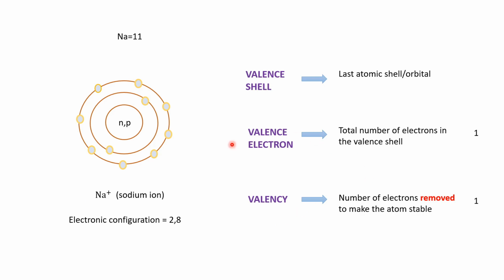Here in the case of sodium, the valence electron and valency have come to be same, but it is not same all the time. Now let's see the other example so that the concept becomes more clear to you. So here we have chlorine. The atomic number for chlorine is 17. So the atomic structure is like this, where this is the nucleus again, where neutrons and protons are there.